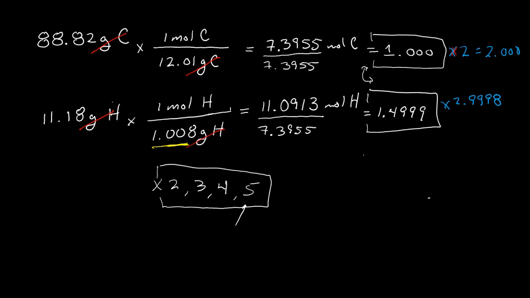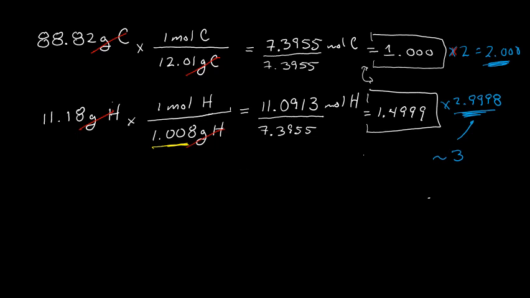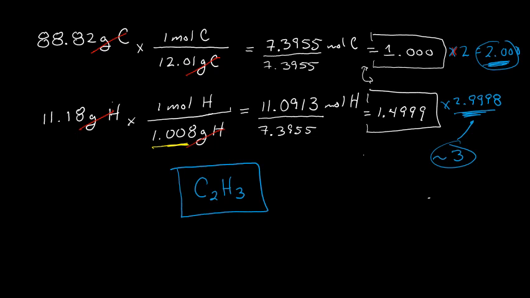Okay, so when I did that, I got 2.9998, right? And you can see that this number up here is 2, and this number here is really, really, really darn close to 3, okay? So that means our ratio can be described as a 2 to 3 ratio, and so the empirical formula is C2H3. So this is the empirical formula.